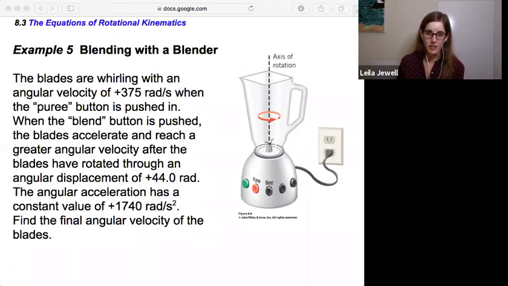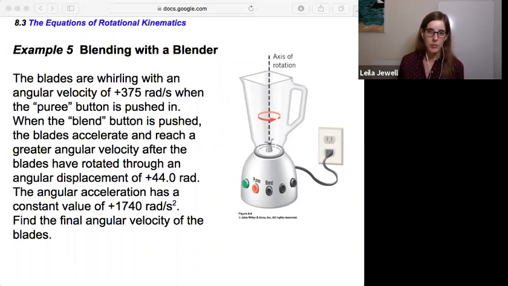So a few notes here. Before we start recording our values, notice it tells us it's a constant value of angular acceleration. Since the angular acceleration is constant, we can use those kinematic equations that we had before. Also notice that the angular velocity, the angular displacement, and the angular acceleration are all positive. And this even matches in the picture. The axis of rotation is passing through the center of the blender, and if you look down from above, it is going in the counterclockwise direction, which is the positive direction.